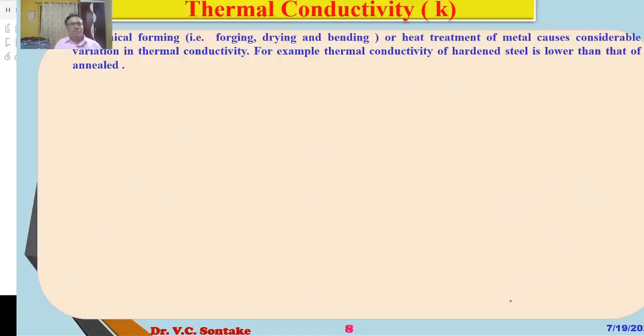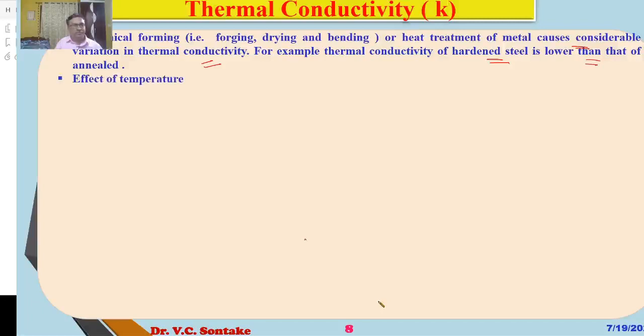Mechanical forming processes such as forging, drawing and bending or heat treatment of metal causes considerable decrease in the thermal conductivity of materials. For example, thermal conductivity of hardened steel is lower than that of the annealed steel. So these mechanical processes also affect the thermal conductivity of the materials.